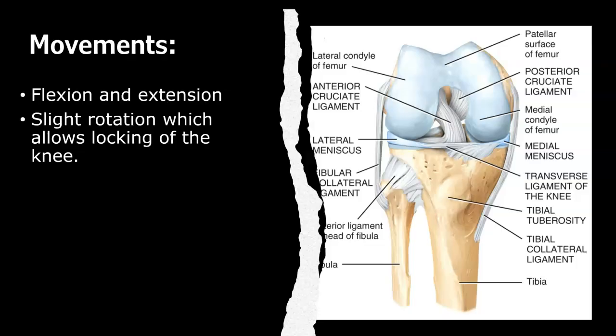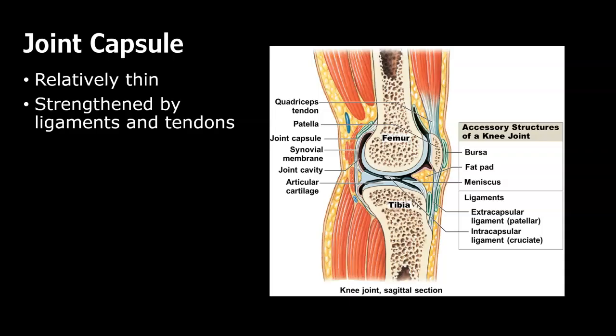The movement it also allows with this type of joint that you see here is going to be a slight rotation, and it allows that locking of the knee. Joint capsules are going to be relatively thin, and they're going to be strengthened by ligaments and tendons that you'll find around them.